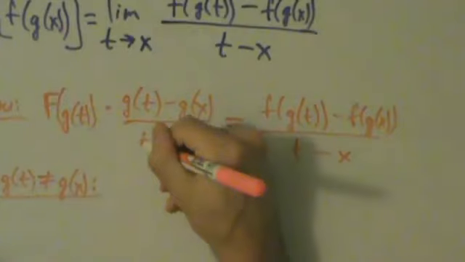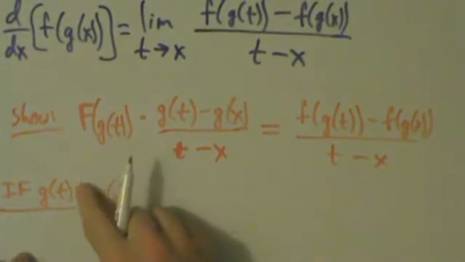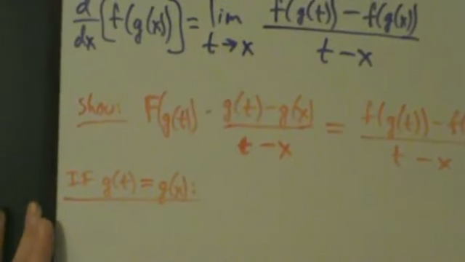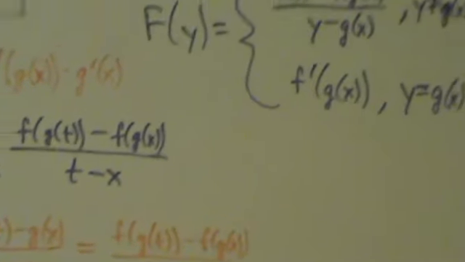I know you're probably wondering what this all has to do with the proof of the chain rule, but we'll explain that when we get there too. So now let's assume we're on the second piece. If little g of t does equal little g of x, then we're going to be on the second piece of the function here.